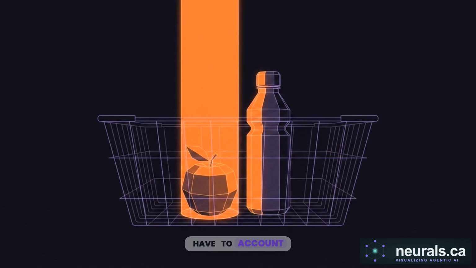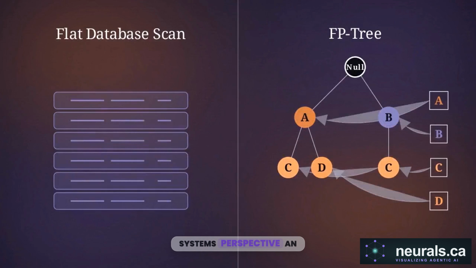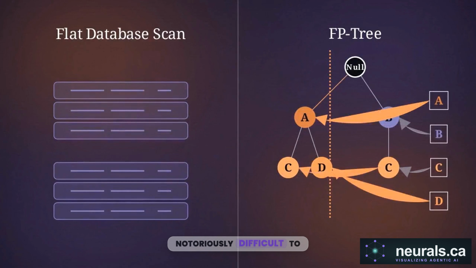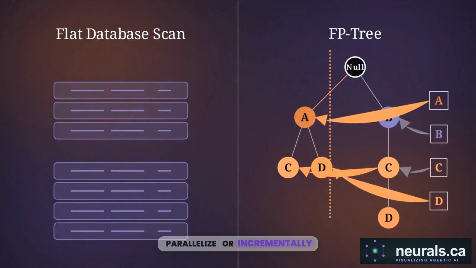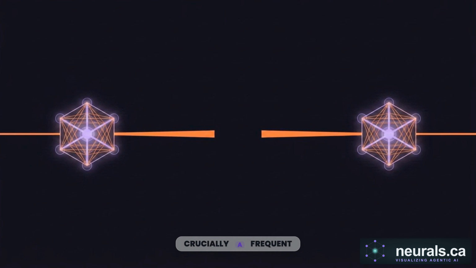You also have to account for its analytical blind spots. The algorithm finds strict co-occurrence, ignoring both the quantity of items bought and the exact order they were purchased in. From a systems perspective, an FP tree is notoriously difficult to parallelize or incrementally update compared to a simple flat database scan. And crucially, a frequent pair discovered by this math is merely a correlation demanding further investigation. It is never a proven cause.